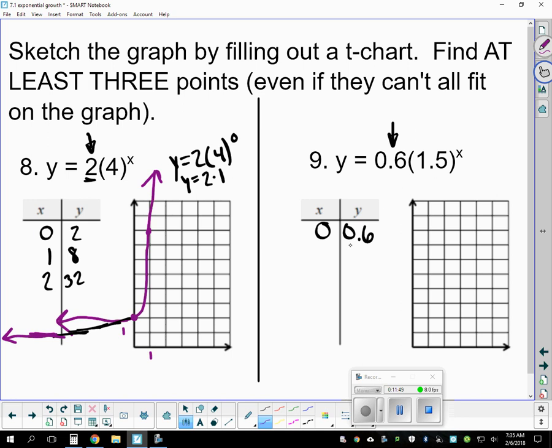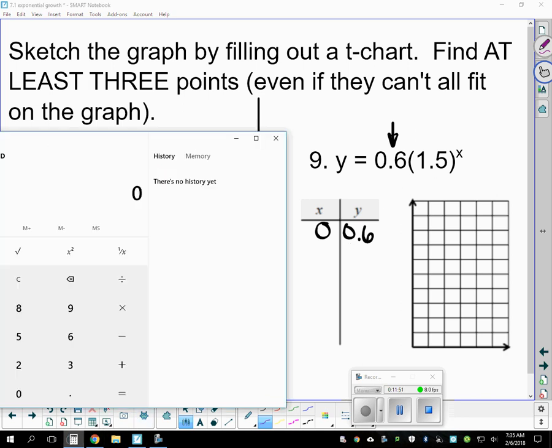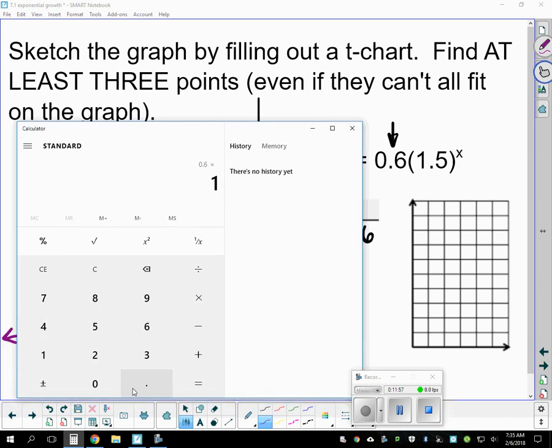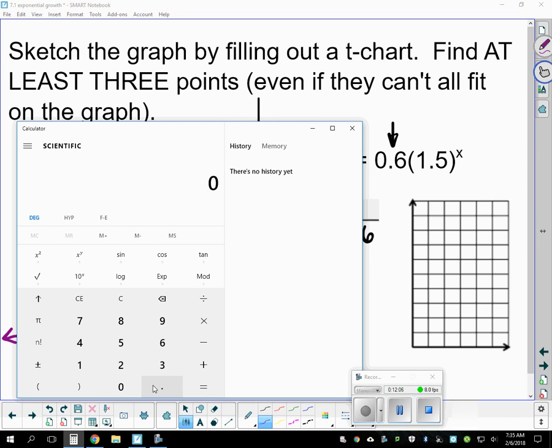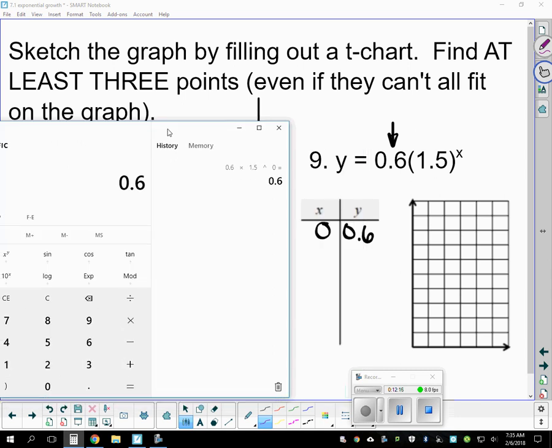So if you don't see that, though, you can definitely calculate it. So you would just do 0.6 times 1.5 to the, oh, I don't want to square it. Ooh, I don't know how to use this. Let's try it this way. 0.6 times 1.5 to the, that's what I needed, 0 power. And look, it's 0.6. Okay, so I want you guys to actually do, let's do 6.